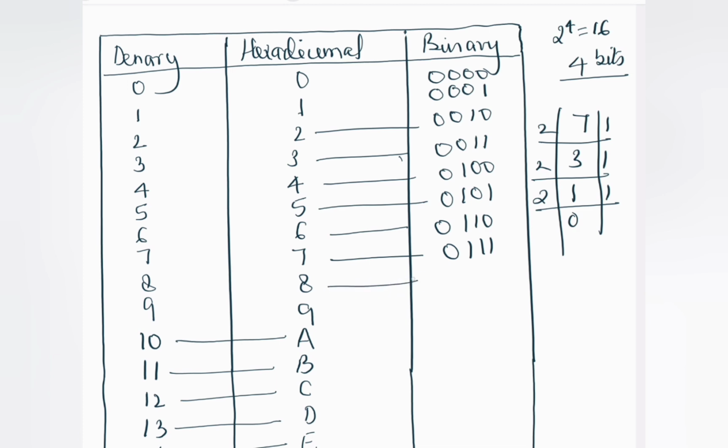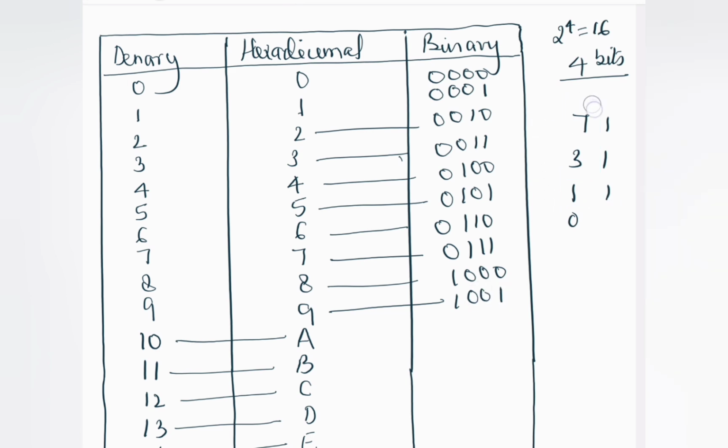I'm skipping the 8, which is 1000 for now, and the 9, which is represented by 1001. Now to convert the 10, let's use this again. Let's use the space, and then 10 is represented by A, but logically you cannot convert A into a bit. So whenever you have to write the digit in hexadecimal A, you have to use the equivalent denary 10 and then convert it into binary.